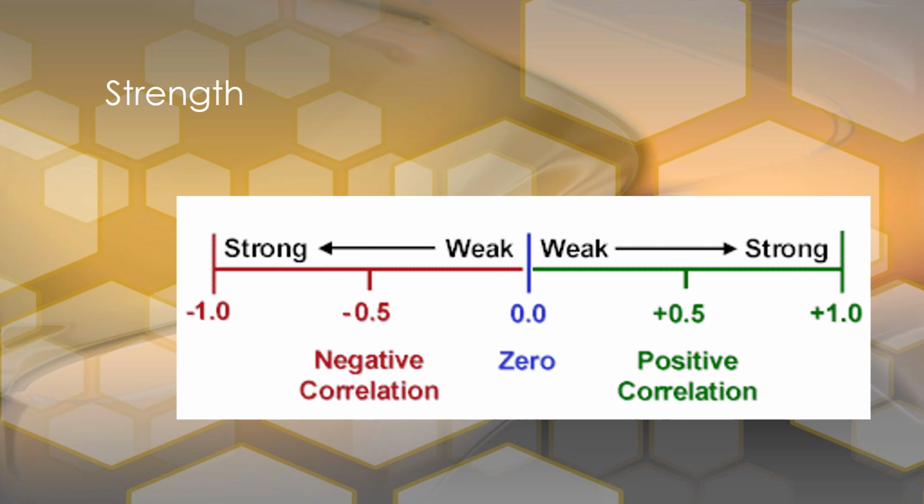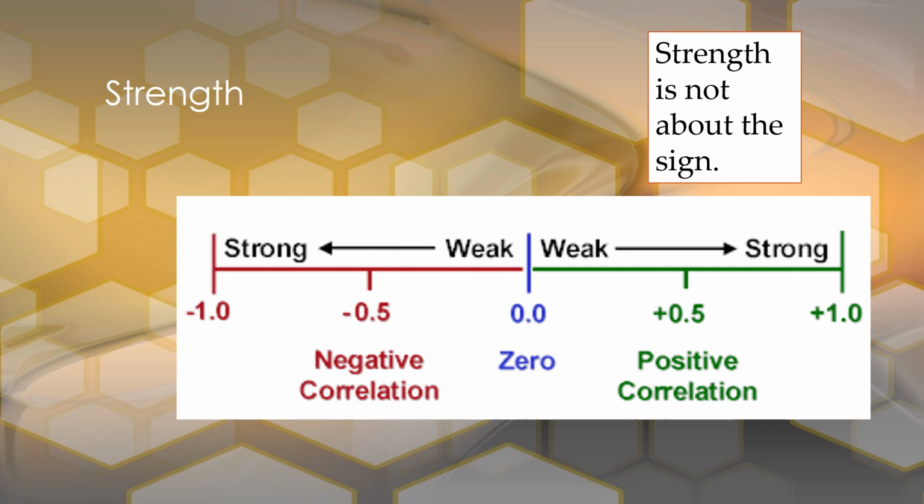So here is kind of a number line of strength. In the middle we have a correlation of 0. That means there's no correlation. And the further you go away from 0, the stronger the correlation. So you want to remember that strength is not about the sign. So a negative 0.5 and a 0.5 correlation have the same strength. A negative 1 correlation and a positive 1 have the same strength.